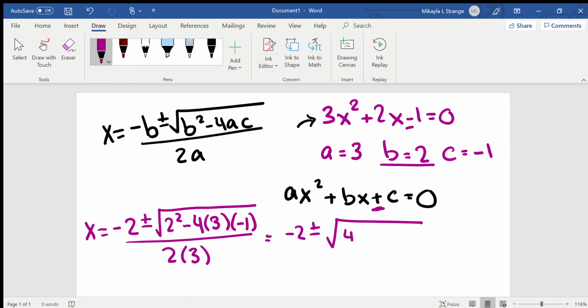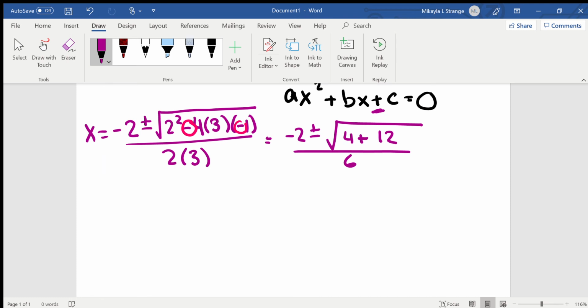And before I start multiplying, let's just double check for negatives, because we know that a negative times a negative is a positive. So I have a negative and I have a negative. That means this is going to be a plus, and 4 times 3 is 12. 12 times 1 is still 12. And that's going to be all over 2 times 3, which is 6. From here, just keep on simplifying. So this is going to give me negative 2 plus or minus the square root of 4 plus 12, which is 16, all over 6.